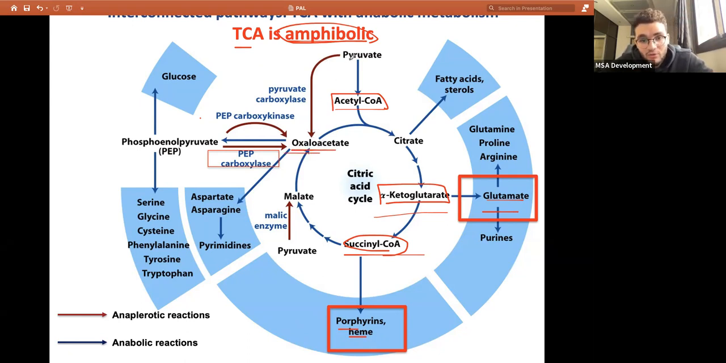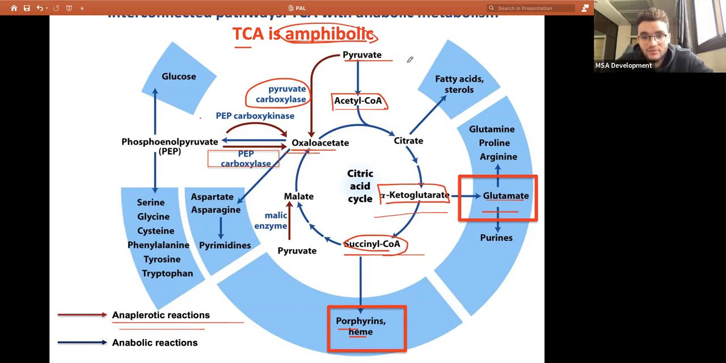So we can use pyruvate directly to form oxaloacetate, and this is by the enzyme pyruvate carboxylase. Any reaction that is used to replenish or give back the intermediates that are lost is called an anaplerotic reaction. Okay, so they're called anaplerotic reactions.